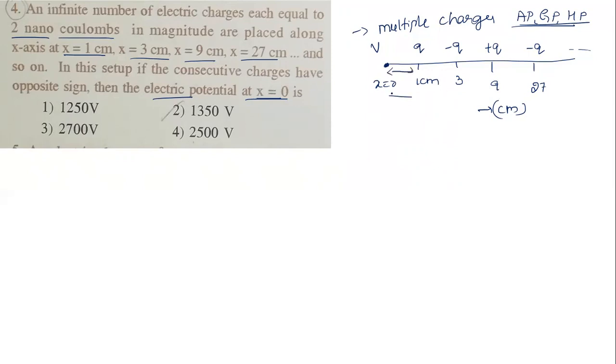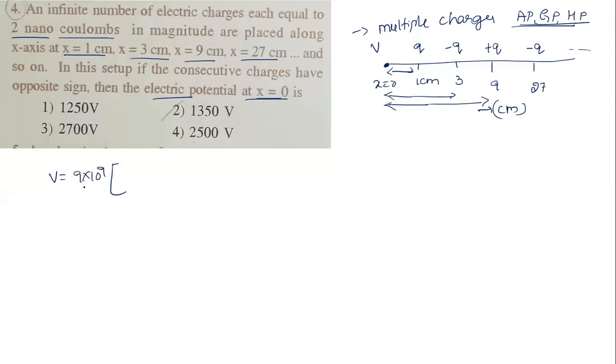3 means the distance from here to here is 3 centimeter. This is 9, which means the distance from this point to this point is 9 centimeter. Okay, like that it is. So now the potential due to R, I'm going to write directly: 9 into 10 power 9.